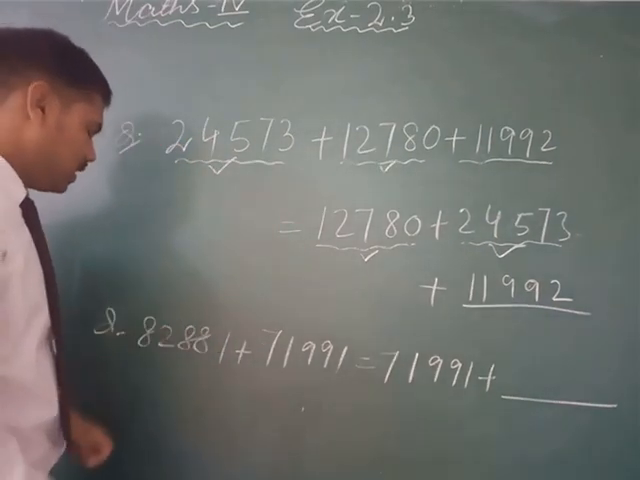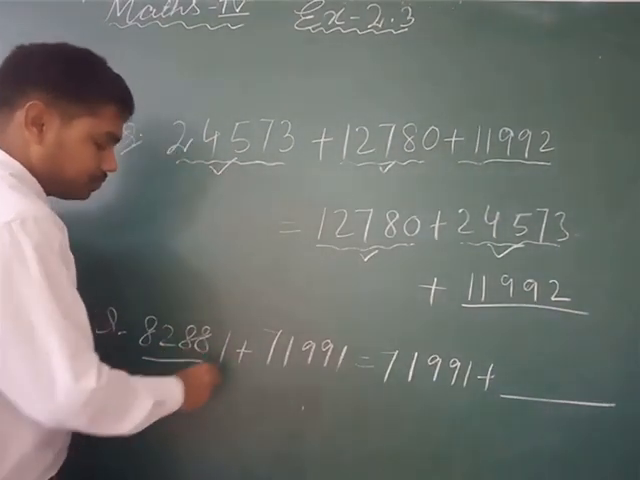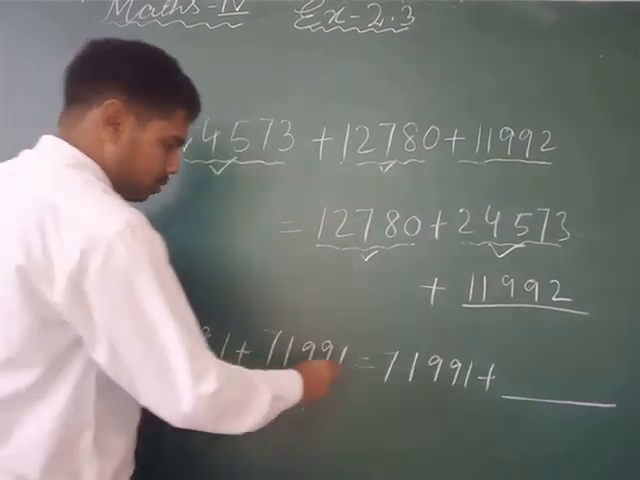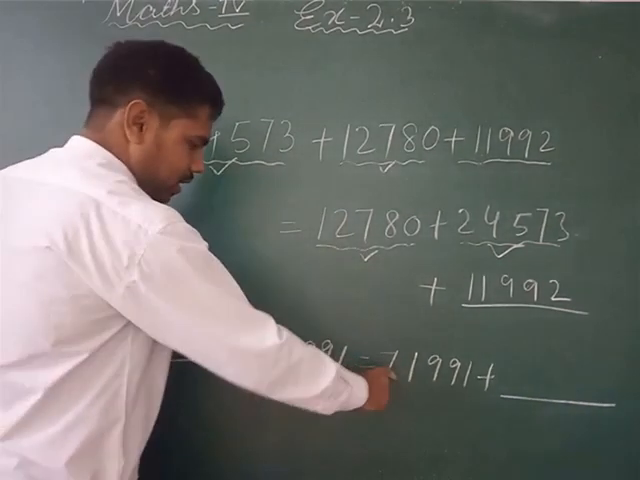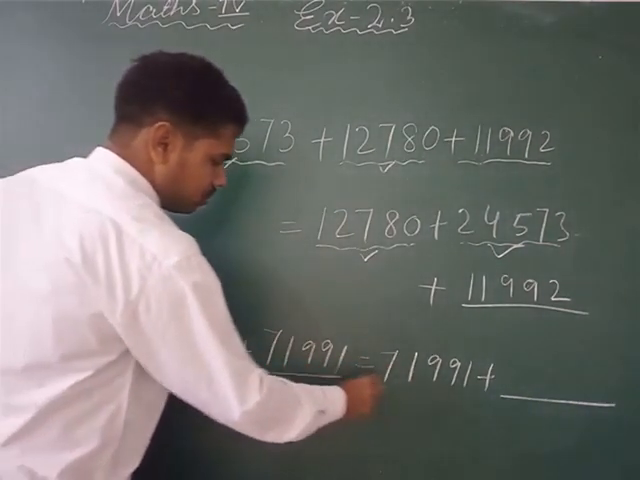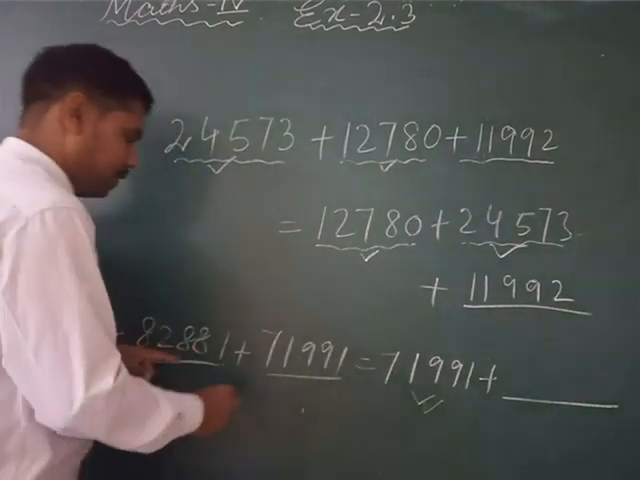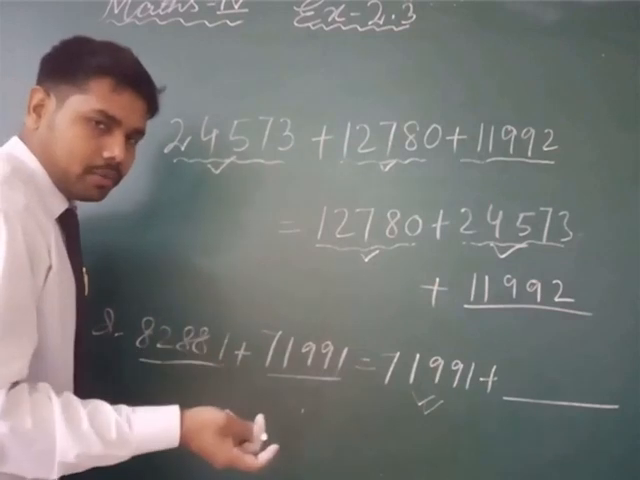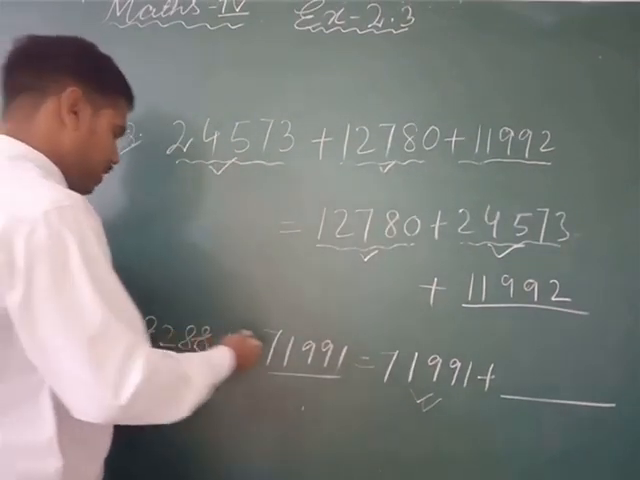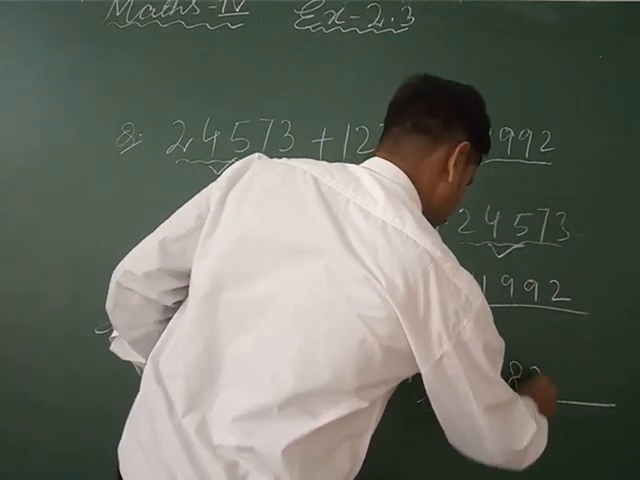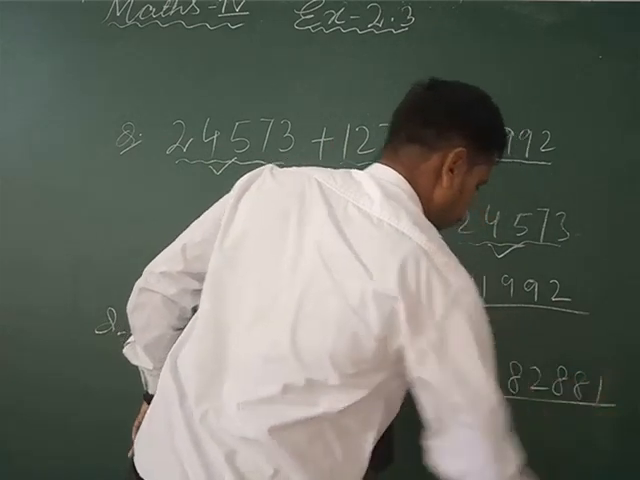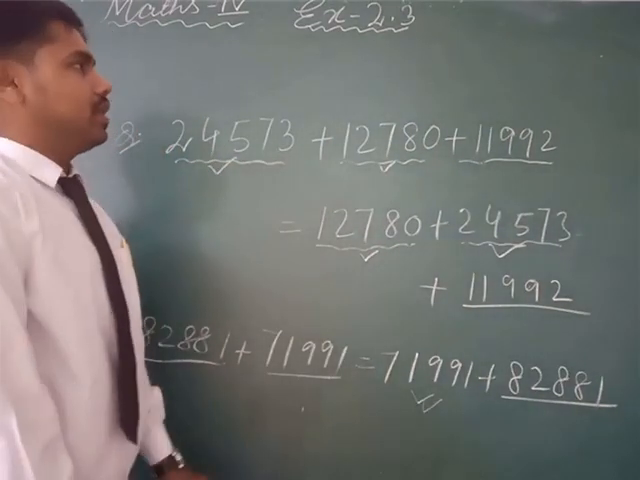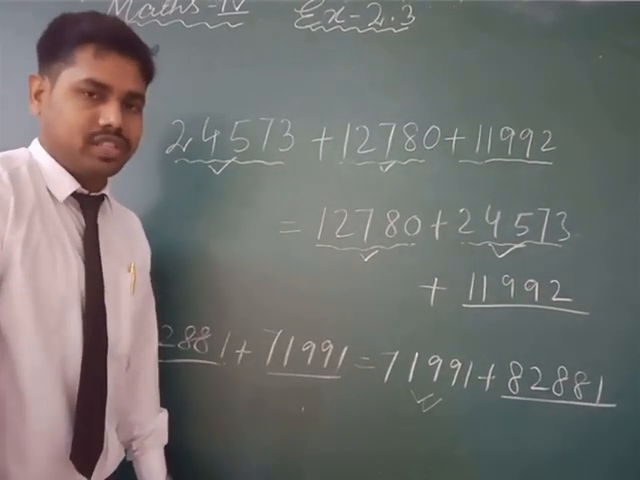Now the next question. See this one, do we have this number in the right hand side also? No. This is the number which we already have in the right hand side. So definitely this plus this is equal to this plus this, as per the ordering property of sum. So it will be 82881. So this is how you can solve the rest of the questions of exercise 2.3 by yourself.